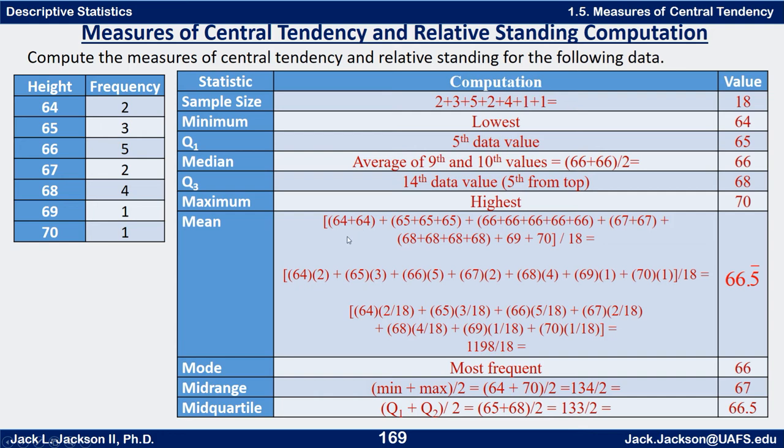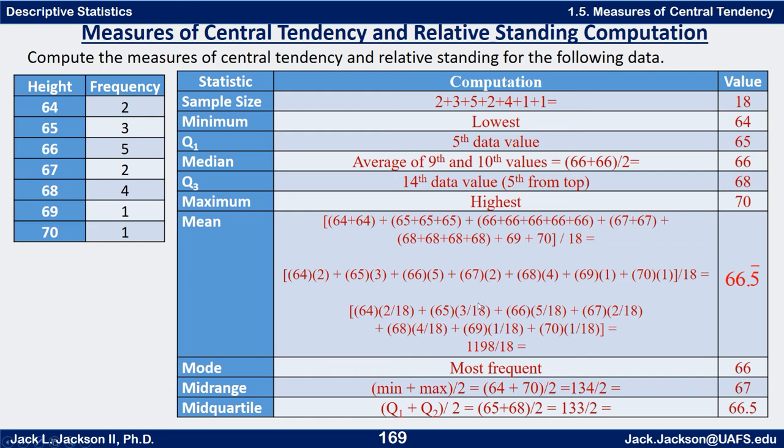So 64, we could think of that as 2 times 64 or 64 times 2. 3 65s we could write as 65 times 3. 5 66s is 66 times 5, and so forth. So we could take each of these things and multiply them together: 64 times 2, 65 times 3, 66 times 5, 67 times 2, and so forth, and add those numbers up. And then divide that by 18. That would be a little bit shorter way of doing it, perhaps. But let me show you one other way of doing this.